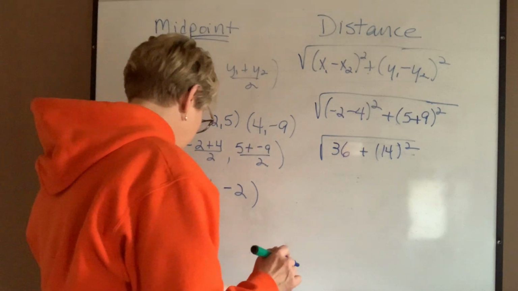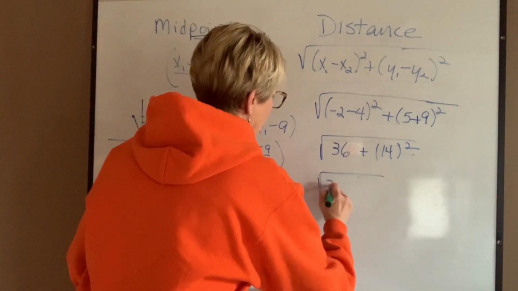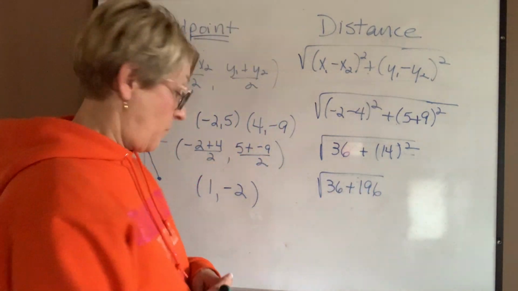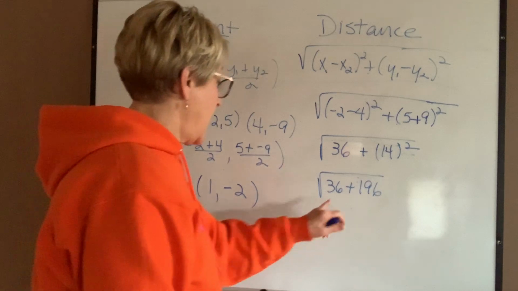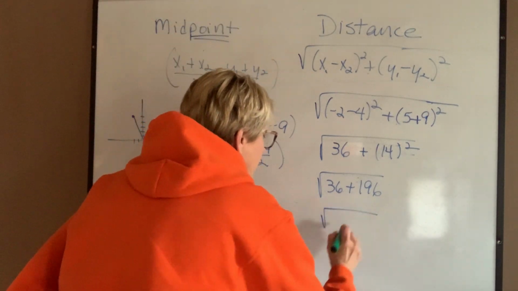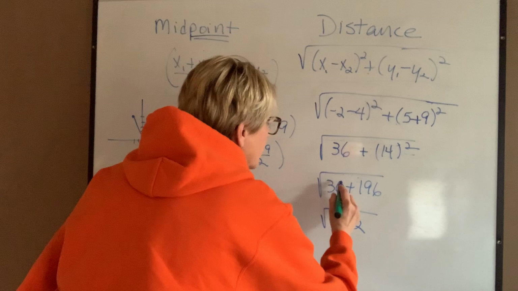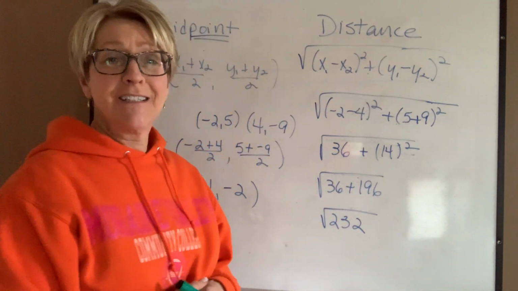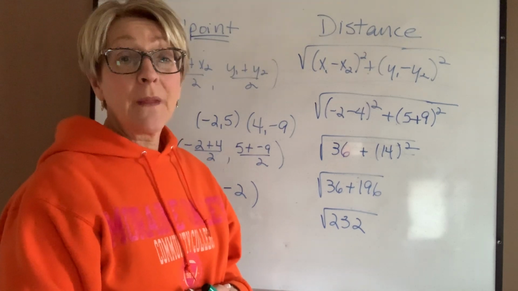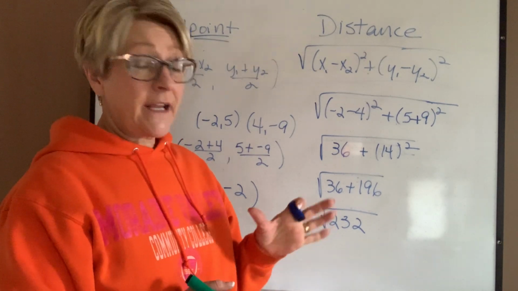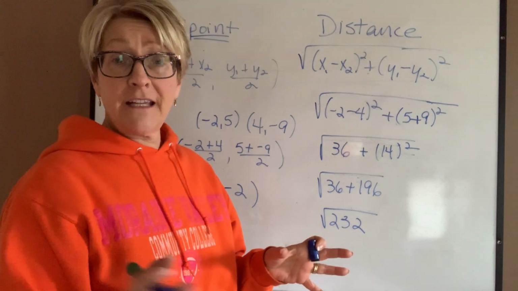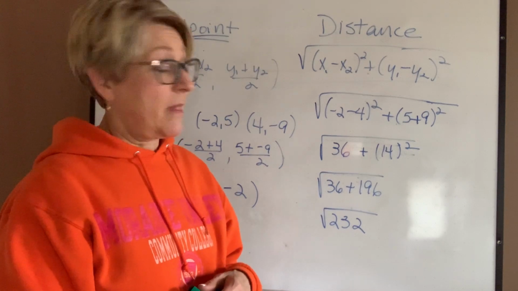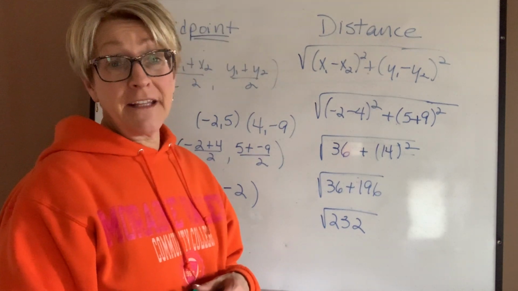Oh, I did this already on paper. That is 196, 14 squared. Okay, and now I have to add these two numbers together. So that is the square root of 232. Big number. All right, it's a radical. Check on your calculator. Does 232 have a nice even square root? That would be great. Unfortunately, it does not. So we are left with simplifying this radical.